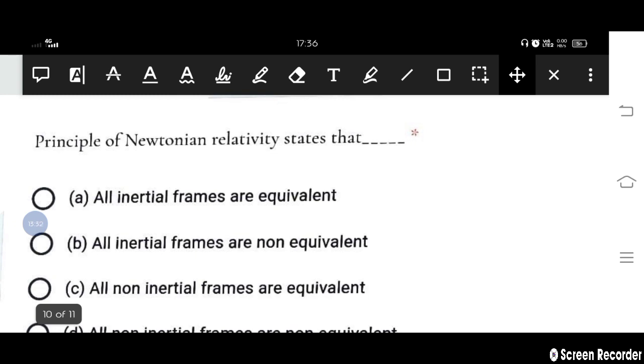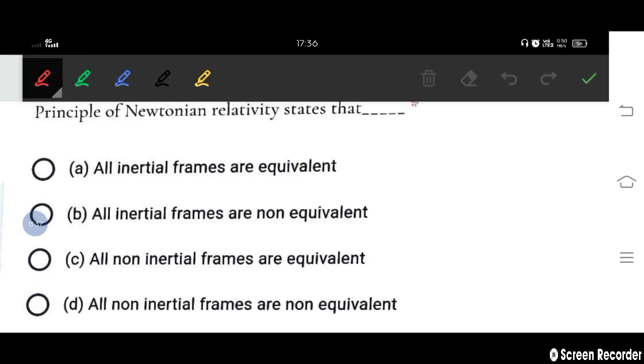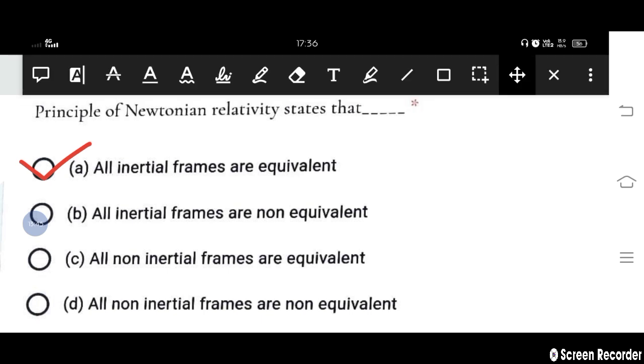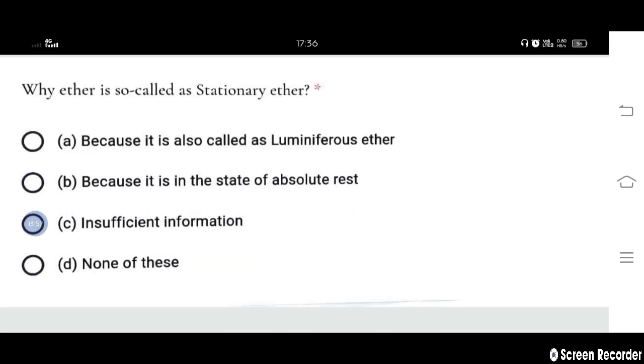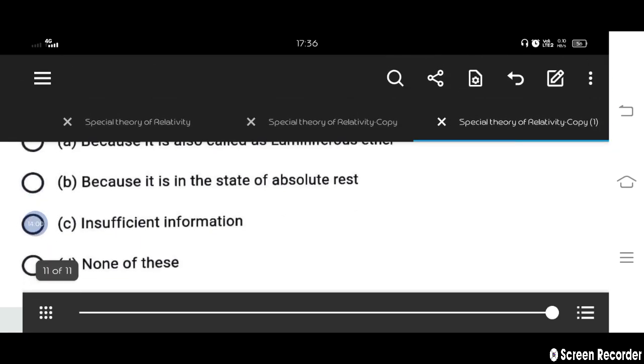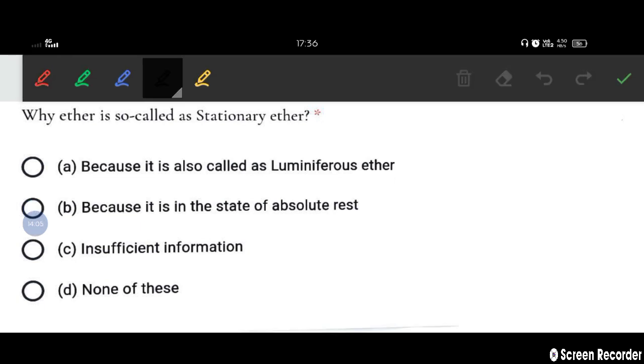Principle of Newtonian relativity states that dash. So here our correct option is option A. That is, principle of Newtonian relativity states that all inertial frames are equivalent. Now moving to our next question. Why is ether called stationary ether? So here ether is called stationary ether because it is in the state of absolute rest. So here our correct option is option B.